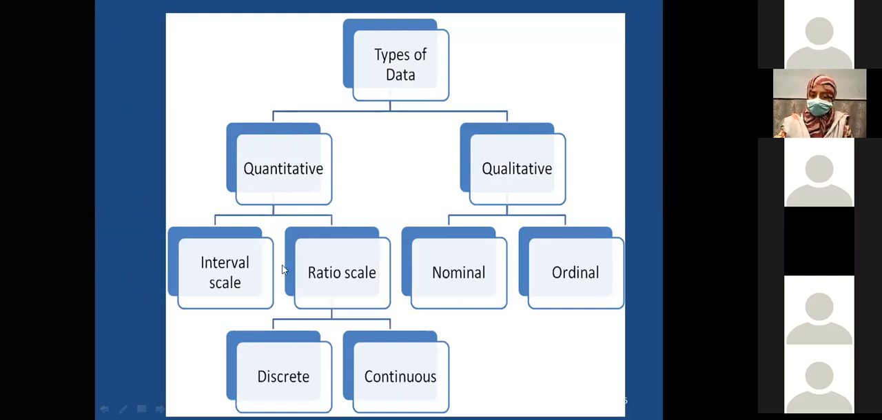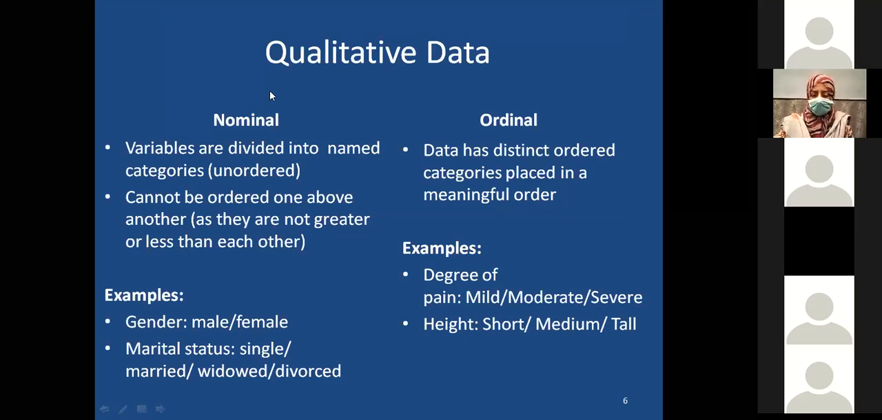In quantitative data, you have an interval scale, you have a ratio scale. Okay? In ratio scale, you have discrete and continuous type of data. Qualitative, you have nominal and ordinal type of data. We'll talk about all of these in a short while. So nominal data are those type of data when the variables are named or into categories, but they are unordered. They don't have any specific order, unlike the ordinal data. They cannot be ordered. Their setting or their arrangement is up to you, entirely up to you.